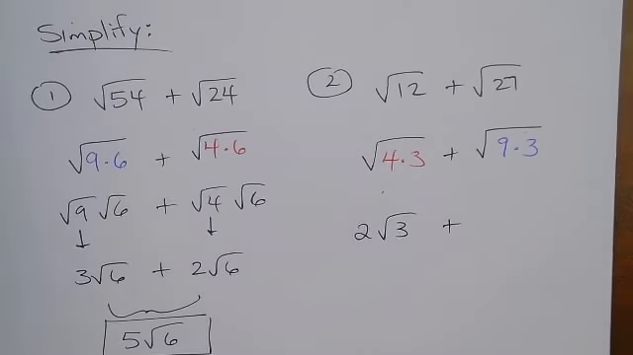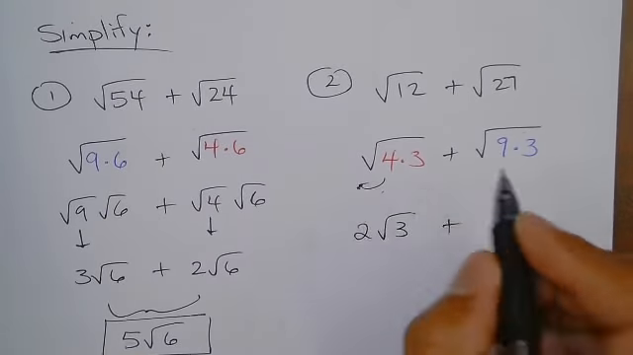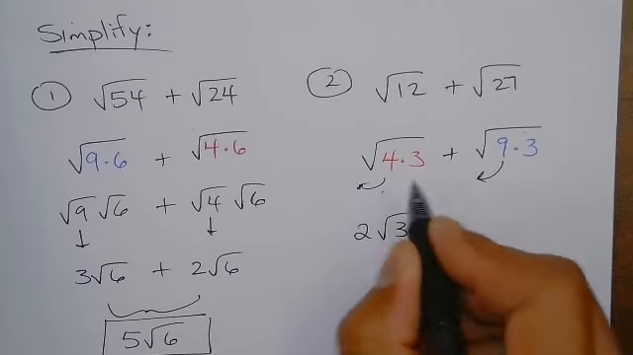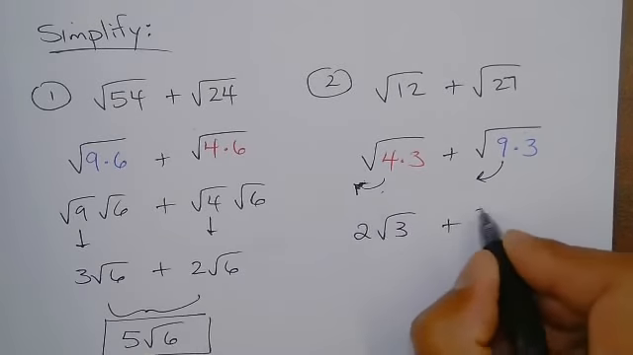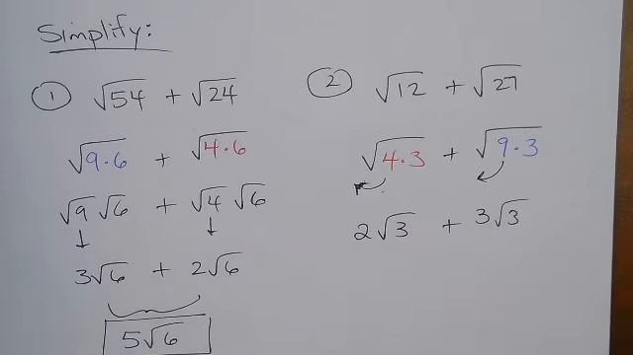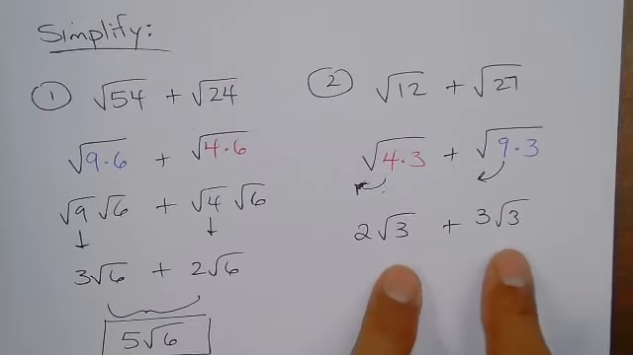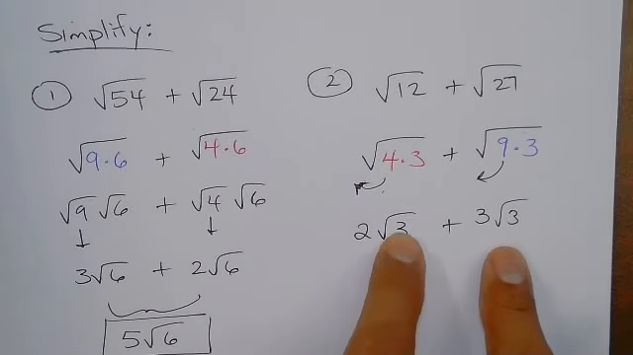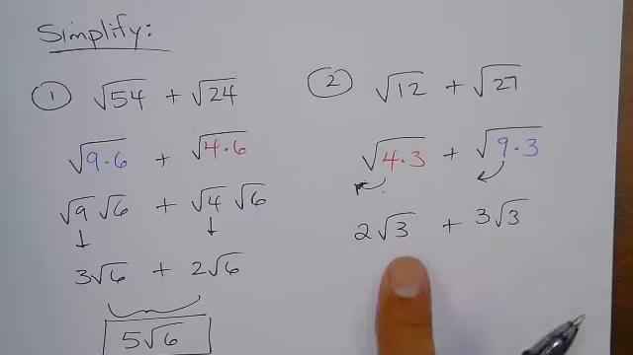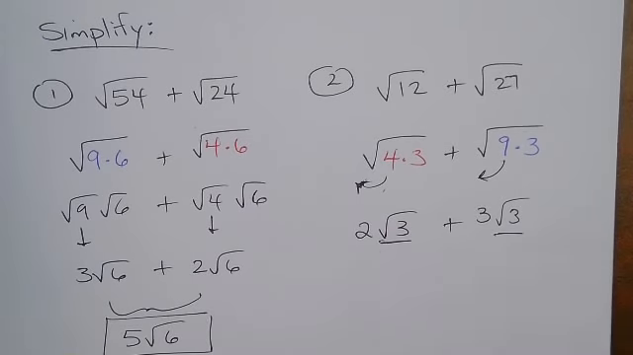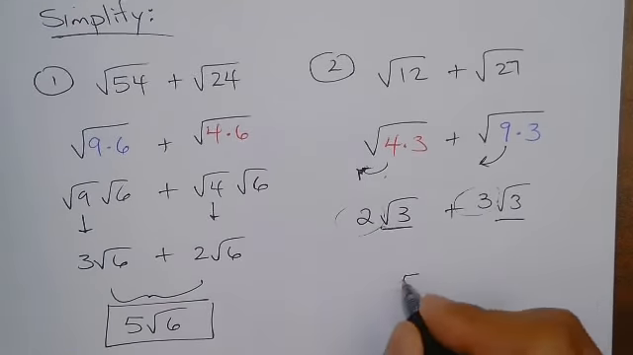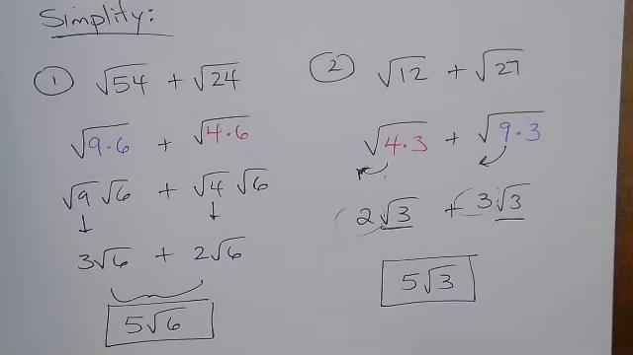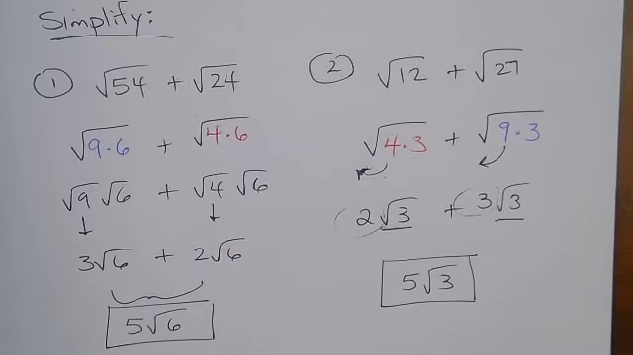2 root 3 plus 3 root 3. The 4 comes out as the square root of 4 is 2, and the 9 comes out, the square root of 9 is 3 root 3. Now do they have the same radical? Yeah, now they can work. If this was some other number, then this would be the final answer. But since they do have the same, we add the leading coefficients. 2 plus 3, 5 root 3.